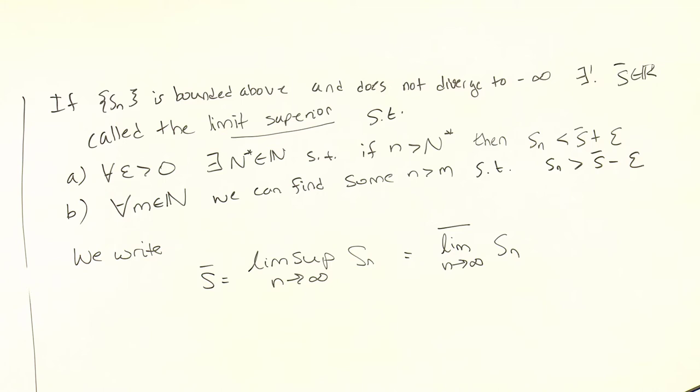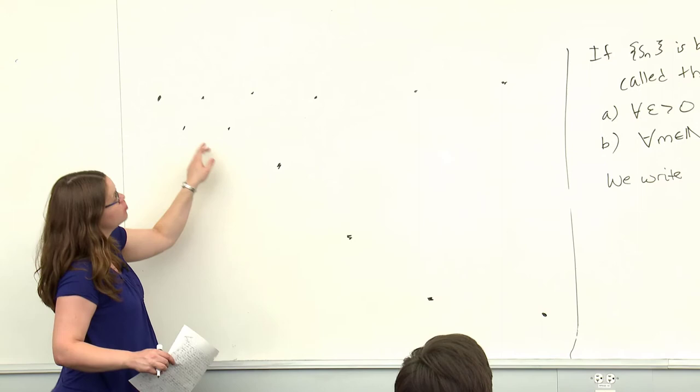to make it easier to extract the piece of information that we want. But this works really generally. So what I have is a sequence that is bounded above, right? It doesn't diverge to minus infinity. So I'm not saying it's bounded below. These points could get arbitrarily low.